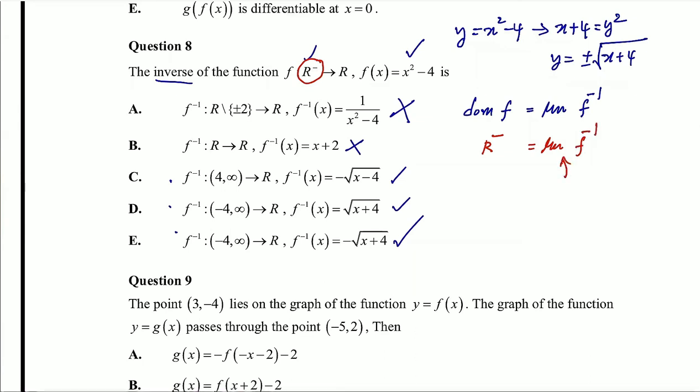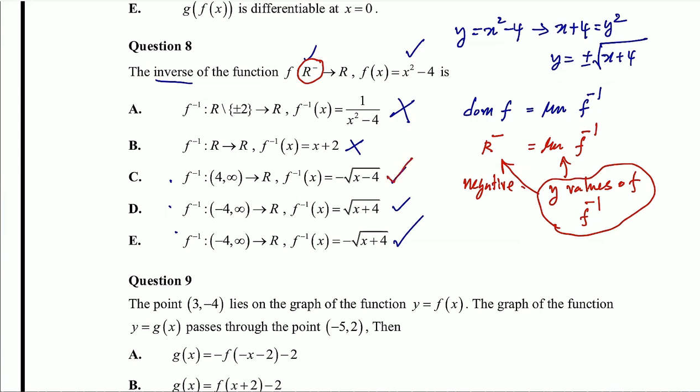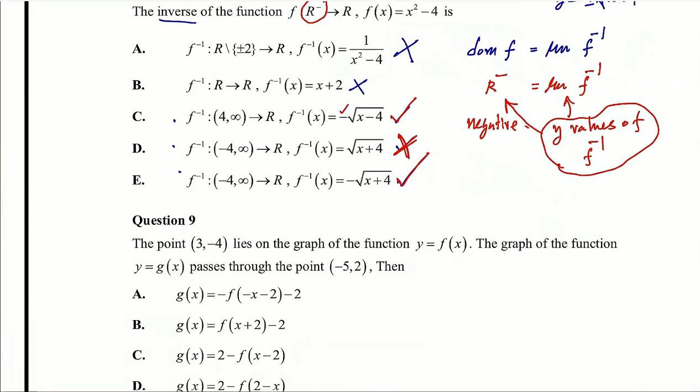Range means what? The y values of the inverse function. So the y values of the inverse function are negative. In that case, I will accept this and this, and I will reject this, because with this one you get positive values for the y's. So we take the negative sign. Also, there is another relation, so this is one of my conditions.